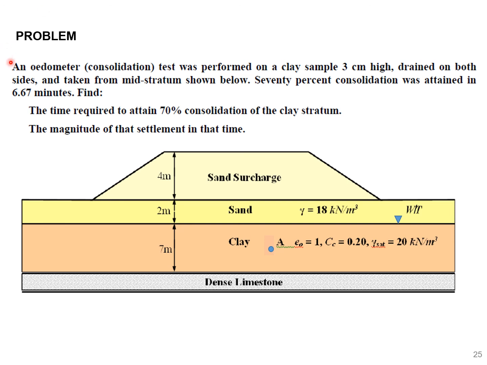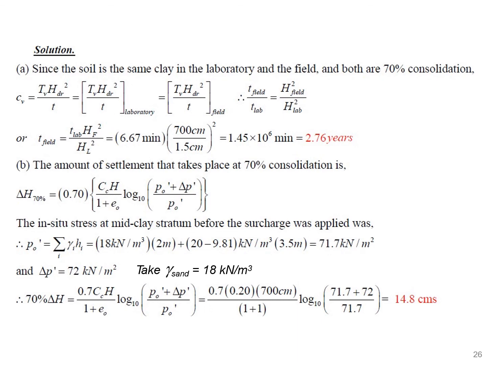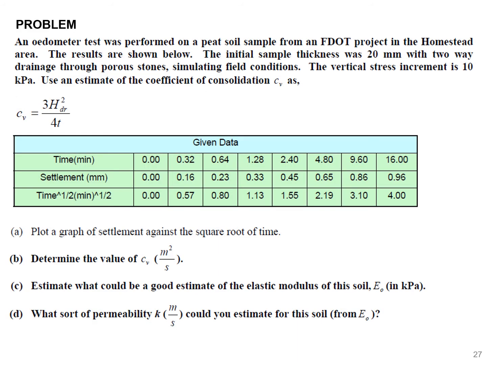Next problem, an odometer consolidation test was performed on a clay sample 3 cm high, drained on both sides and taken from mid-stratum shown below. 70% consolidation was attained in 6.67 minutes. Find the time required to attain 70% consolidation of the clay stratum, and the magnitude of the settlement in that time. So this is also an interesting problem, and the solution is on the next slide. And after that you would find this problem.